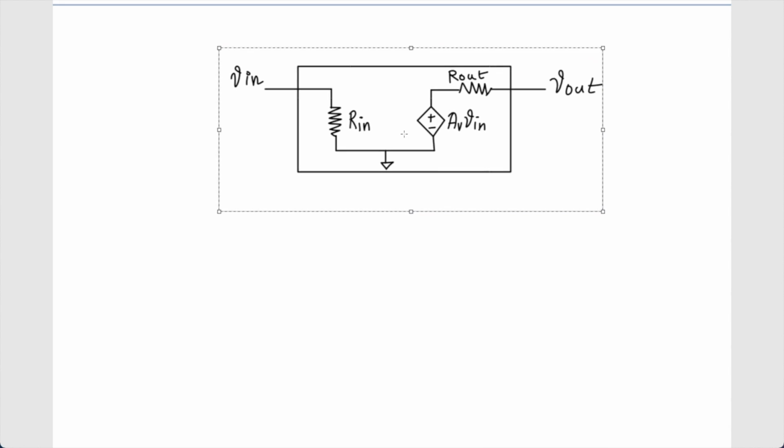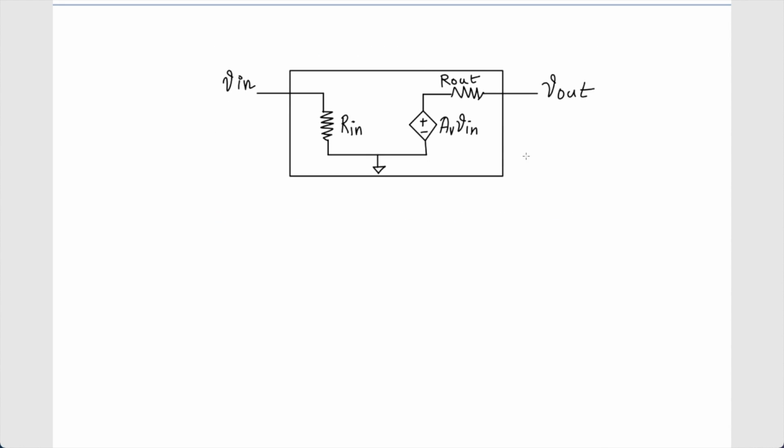So imagine I have designed a common emitter amplifier, and we are trying to drive that kind of speaker. Let's consider this as a common emitter amplifier. So this is my common emitter amplifier, CE amplifier.